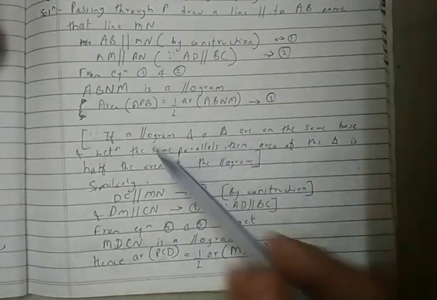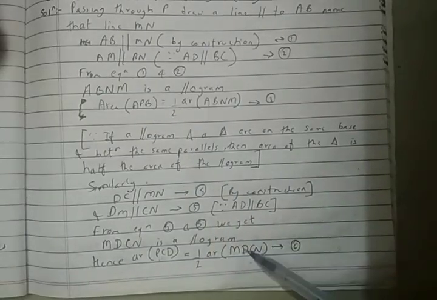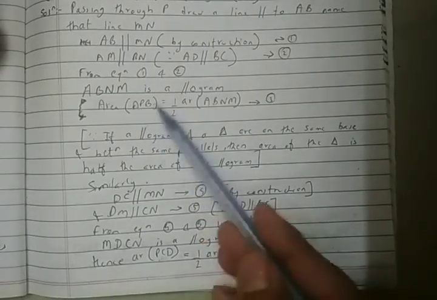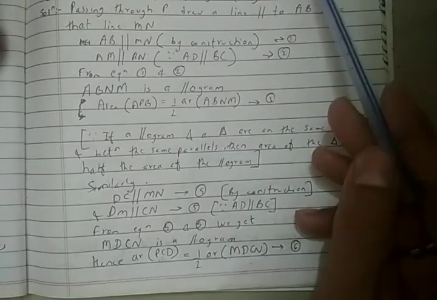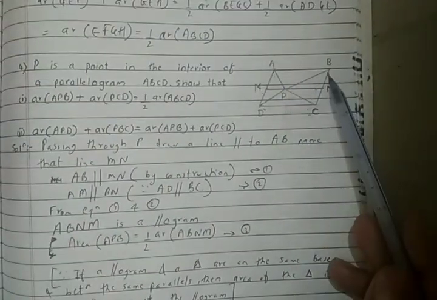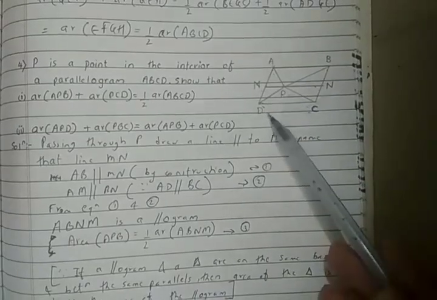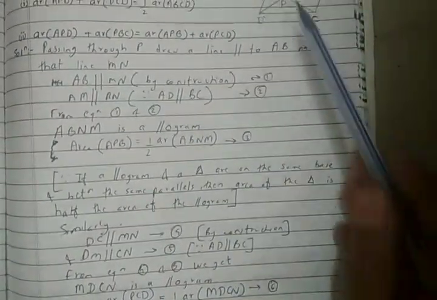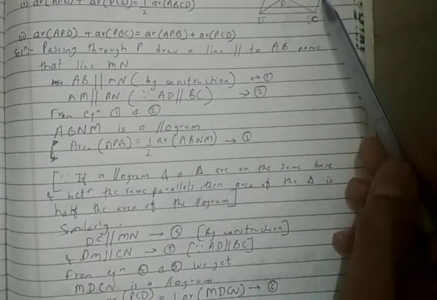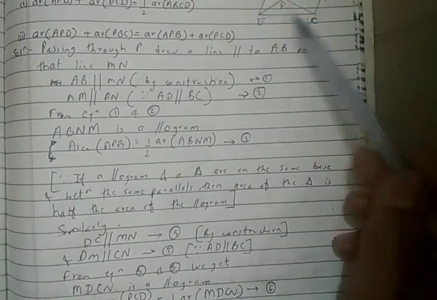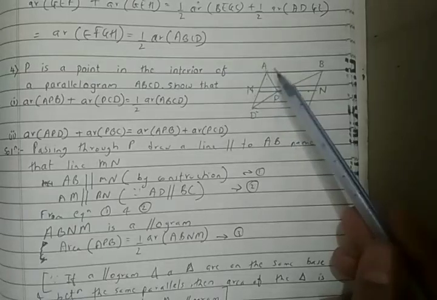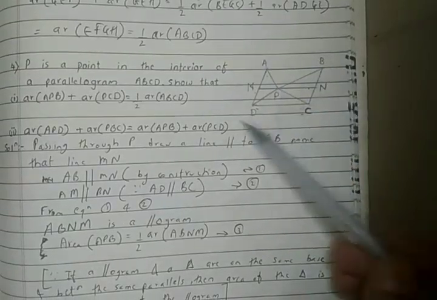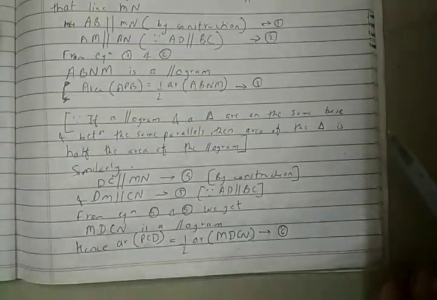Now when we add equation 3 and equation 6, we will get area of APB plus PCD is equal to this plus this, that is ABNM plus MNCD, that is the whole parallelogram ABCD. Let's write it down.